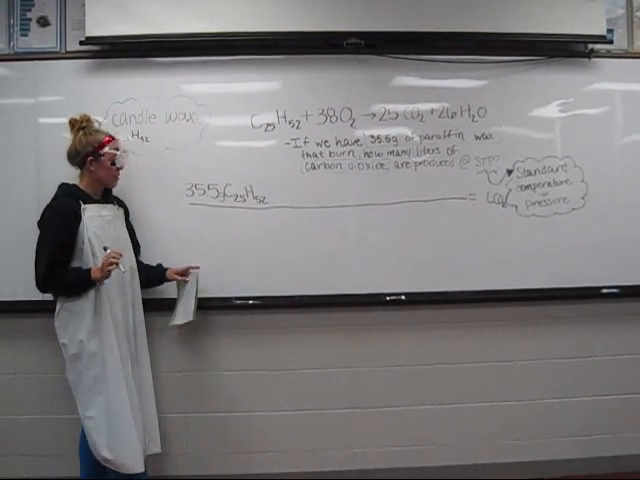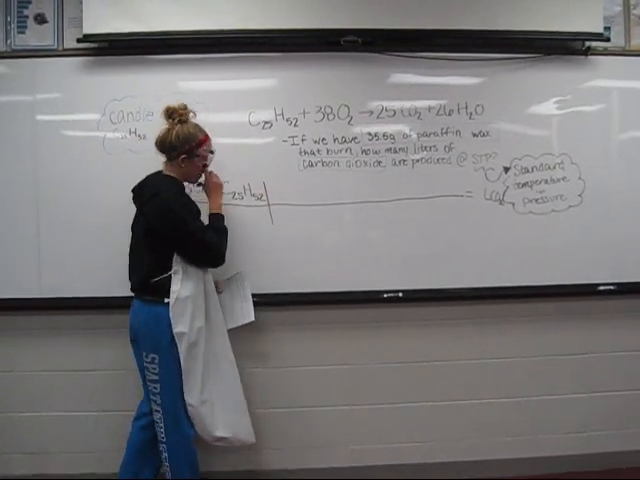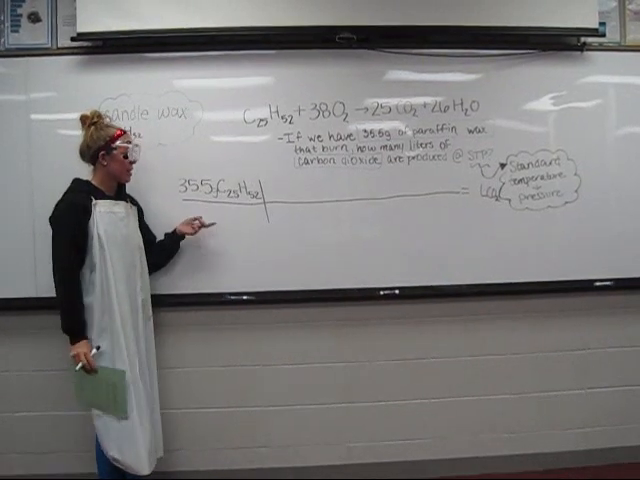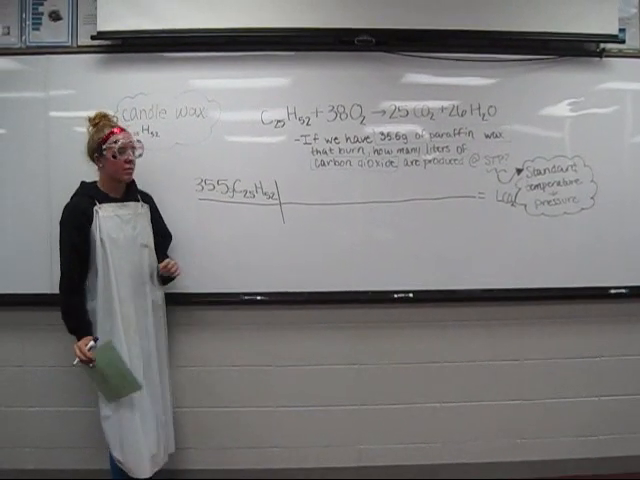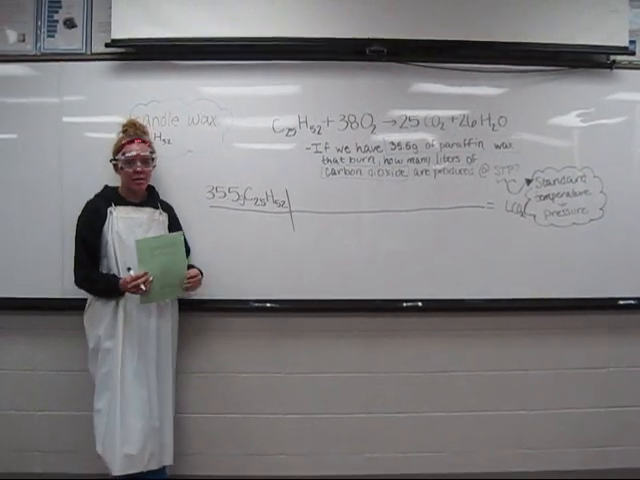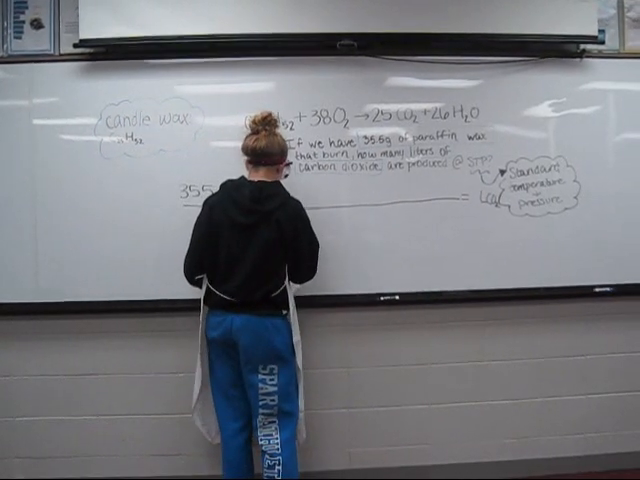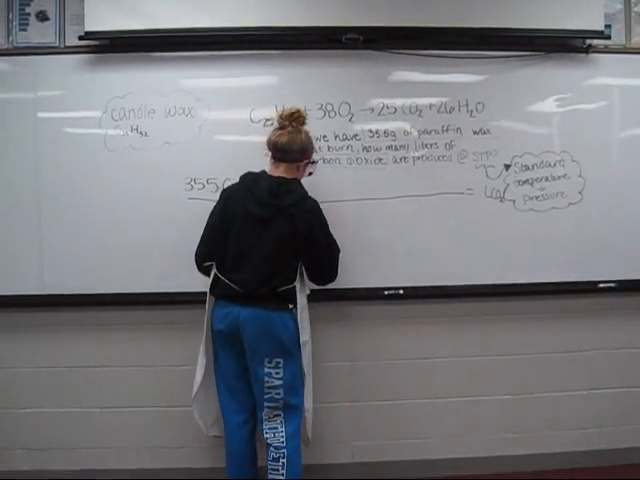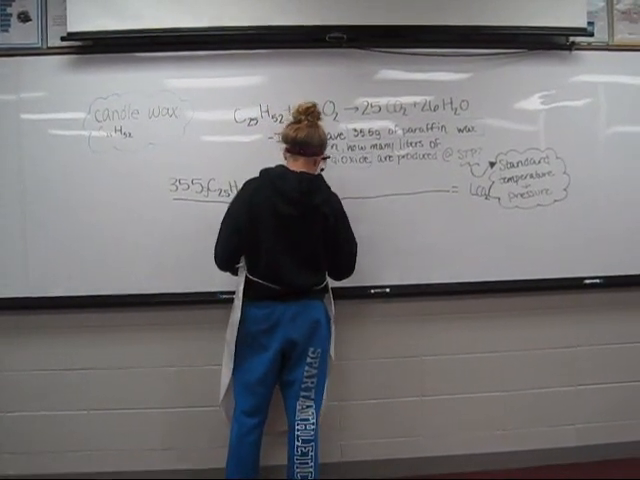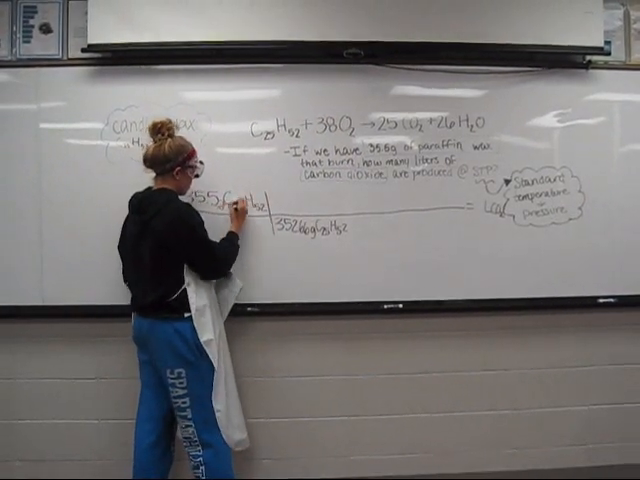Now you need to cancel out grams of paraffin wax. By doing that, you need to find the molar mass of paraffin wax, which is you take the mass of carbon and you multiply it by 25, and you take the mass of hydrogen and you multiply it by 52, and you add the two numbers together. You get 352.66 grams of paraffin wax. Now you can cross off the units.